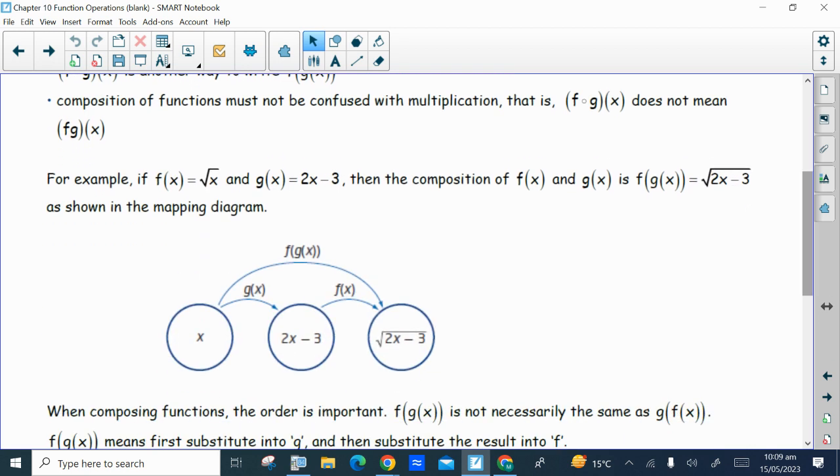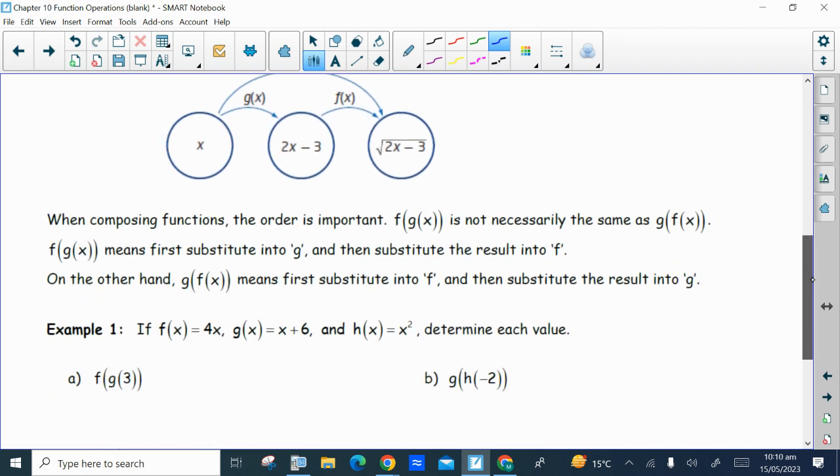So if f at x is the root of x and g at x equals 2x minus 3, then the composition of f at x and g at x is f at g at x. So g is embedded into f. Wherever we see the variable in f, which is under the radical, we replace it with what g is. So the x is replaced with what g is, the 2x minus 3, and what happened to the x before, which in this case is under the radical, also happens to the 2x minus 3.